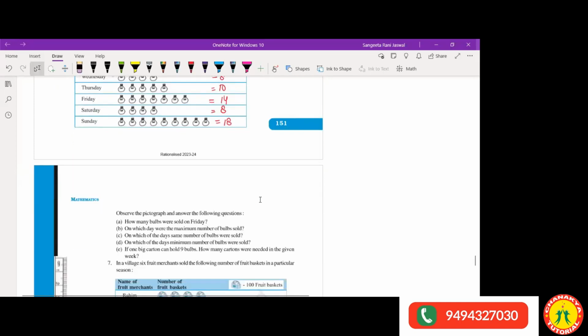Now let's see what questions are asked. Observe the pictograph and answer the following questions. How many bulbs are sold on Friday? Ma'am, 14. On Friday, 14 bulbs were sold. Okay. On which day were the maximum number of bulbs sold? Sunday. So Sunday has the highest number.